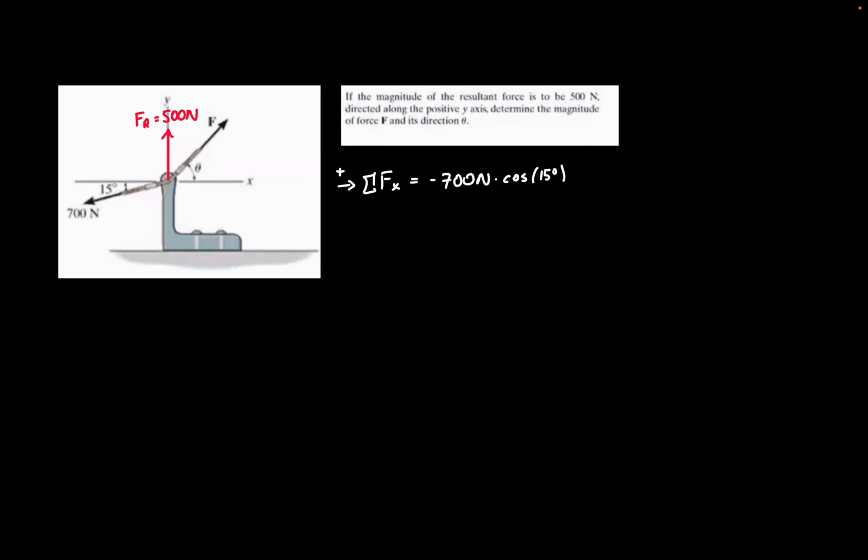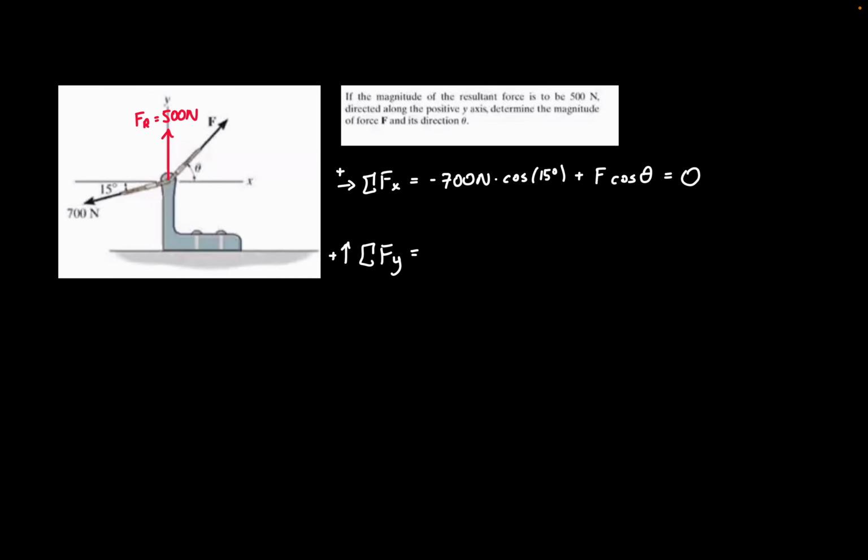And then what we'll do is we have to include our F here. So we're going to have plus F times cosine of some angle theta. And now that is going to be equal to 0. Now, what we can also do is we can take the sum of forces in the y direction as well. And then we can take the positive direction as going upward.